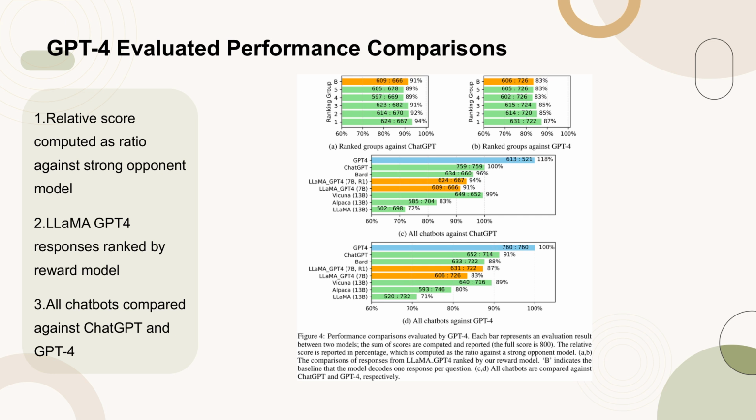The relative score is expressed as a percentage, calculated as the ratio against a strong opponent model. Subfigures A and B show the comparisons of responses from LLaMA GPT-4, ranked by the reward model, with B indicating the baseline decoding result of one response per question. Subfigures C and D compare all chatbots against ChatGPT and GPT-4, respectively. This figure highlights the relative performance of different models in response to GPT-4's evaluation criteria.